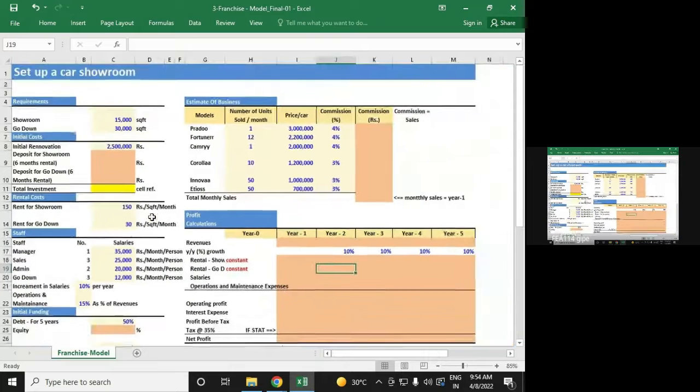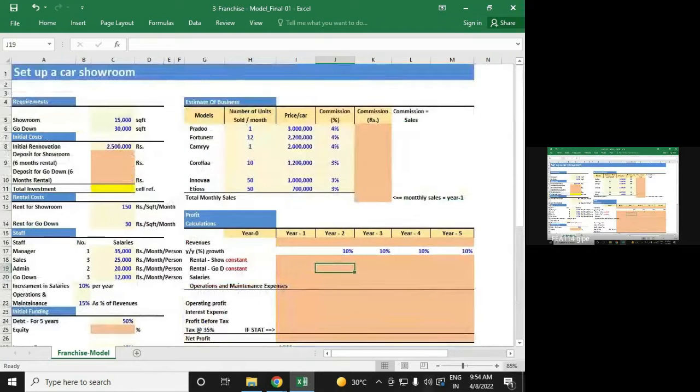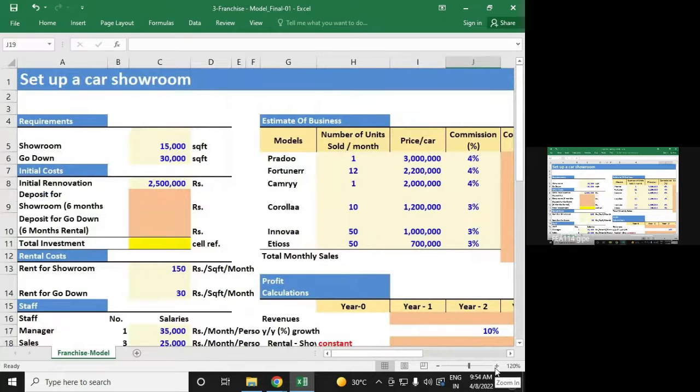So let's look at this case. The case that you're looking at right now is how a typical financial model might look like. Now let us try and understand what the basic assumptions in the model are, and build the case. This is a case about setting up a car sales showroom. We want to find out if it is a profitable business proposition.